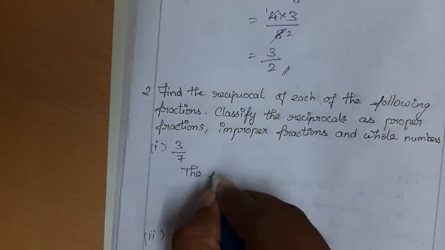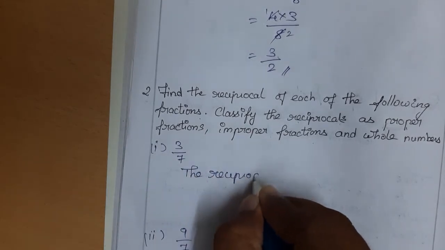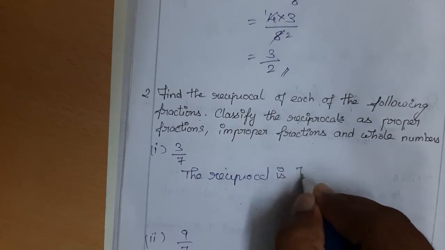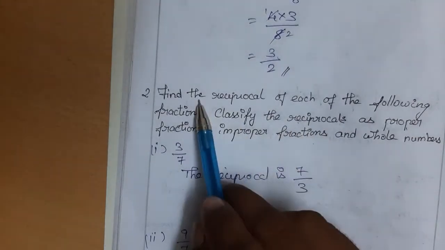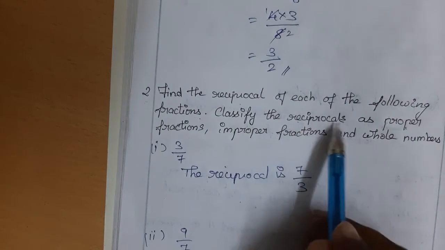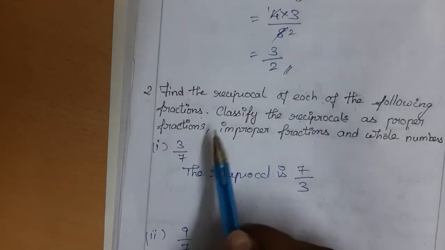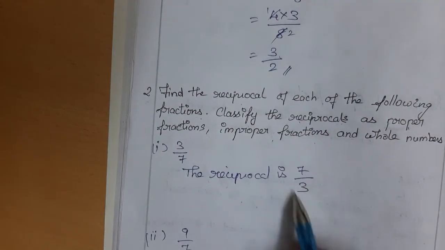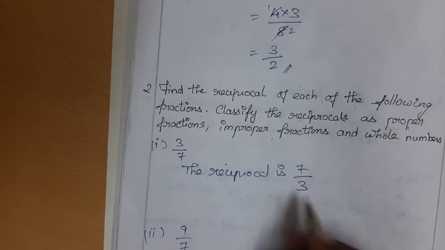The reciprocal is 7/3. So first we are finding the reciprocal, right? Then classify the reciprocal. You have to classify the reciprocal as proper fraction, improper fraction or whole number. What is this? This is an improper fraction.